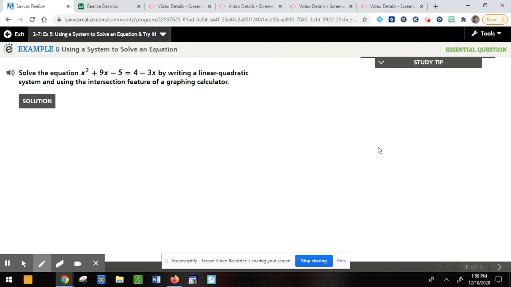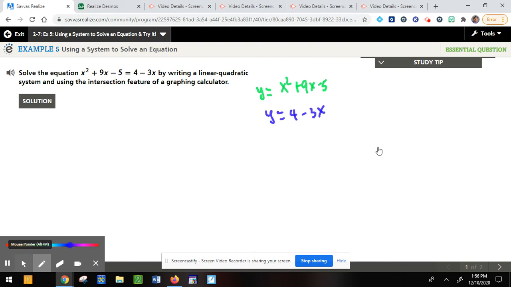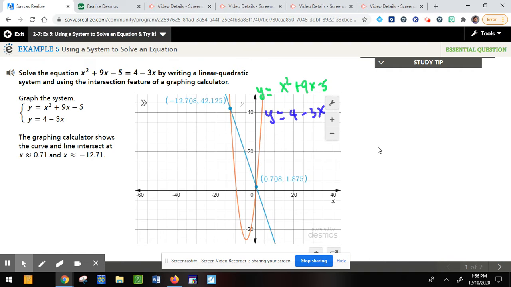So here's a more complicated equation. What it's suggesting is to split it up as two separate equations. So I'm going to say the first one's y equals x squared plus 9x minus 5, so the left side. And then let's make another one. 4 minus 3x. So what we're suggesting to do is graph both those.